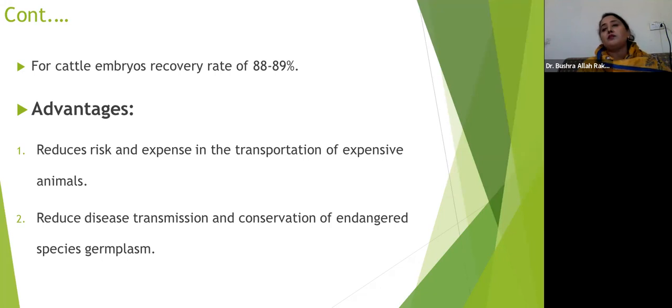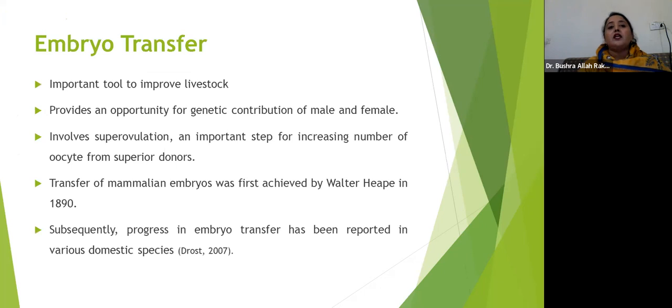So to avoid this, we can collect the semen from these animals, and of course, we can cryopreserve this semen, either in liquid nitrogen, or at minus 80, or even we can store it in a refrigerator. So it means they reduce the risk of expenses and even transmission of diseases, and conservation of endangered species germplasm can take place. Embryo transfer is one of the most important techniques.